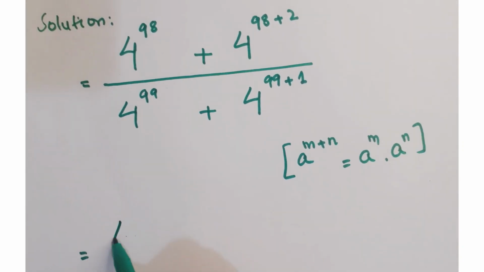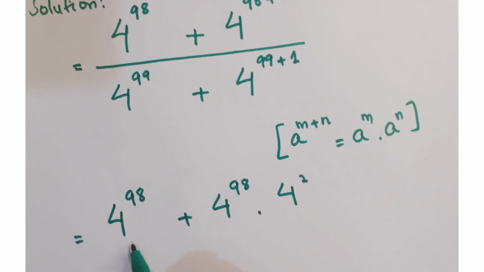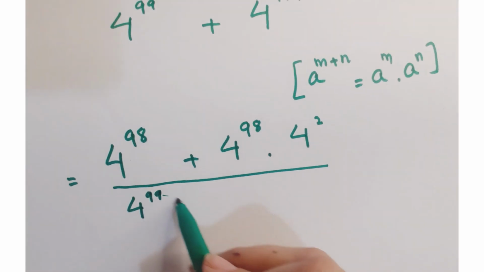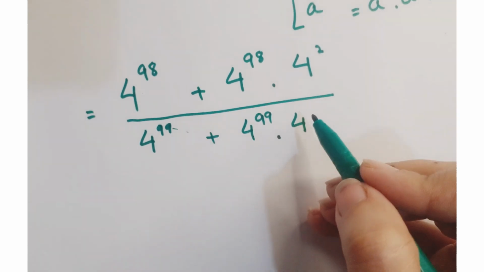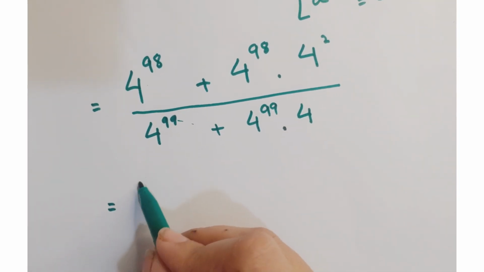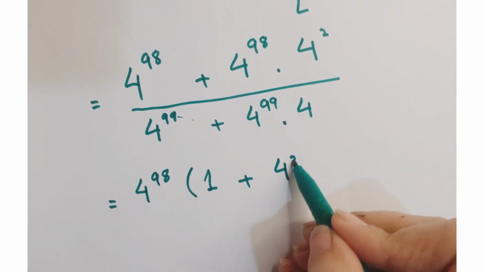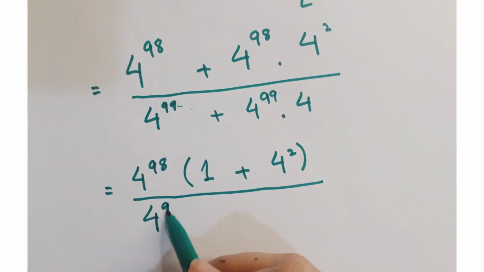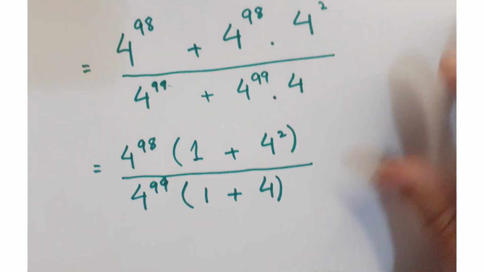So, we can write this as 4 to the power 98 plus 4 to the power 98 into 4 square, upon 4 to the power 99 plus 4 to the power 99 into 4. Now in the numerator, taking out 4 to the power 98 common, we have 1 plus 4 square inside the bracket, and then in the denominator, taking out 4 to the power 99 common, we have 1 plus 4 inside the bracket.